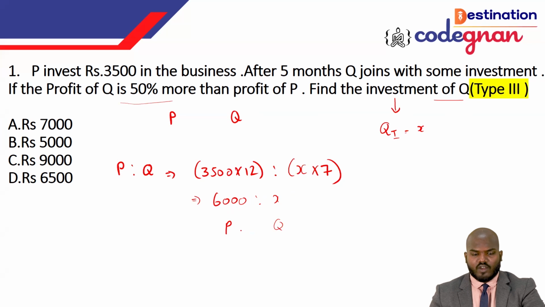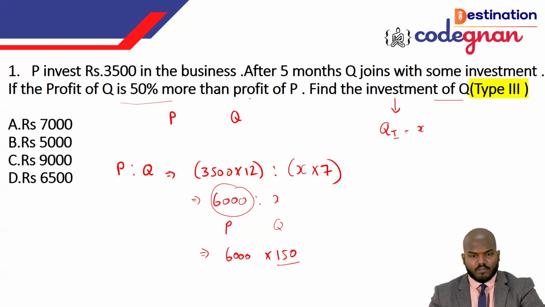Now you just want to find out one thing. This is the total amount, guys. P invested 3,500 rupees for 12 months. If you multiply and resolve this, you will get the value like this. The total amount we can say is 6,000. Among the 6,000, Q's value is 150 percentage more than that.